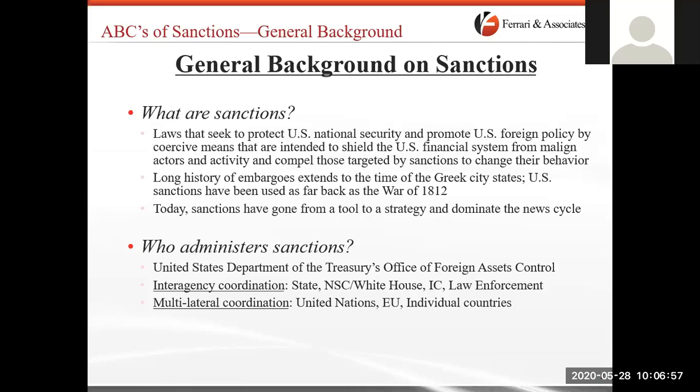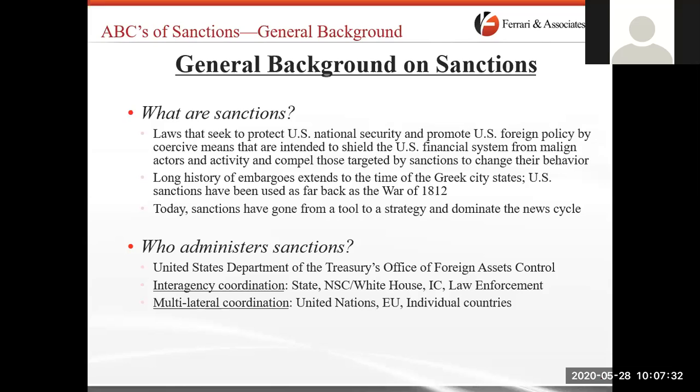But what I've defined it here as are laws that seek to protect, and I'm talking US sanctions, of course, for purposes of this discussion, but laws that seek to protect US national security and promote US foreign policy by coercive means that are intended to shield the US financial system from malign actors and activity and compel those targeted by sanctions to change their behavior. Obviously, I'm a lawyer, so that's maybe not the most wieldy definition, but that hits all the main points that I think about when I'm talking about US sanctions.